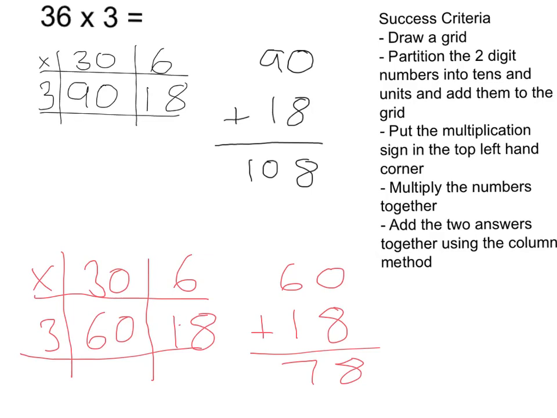You are correct. The black calculation is the one that is right. That is because 3 times 30 equals 90 and 3 times 6 equals 18. Now that I've added these two digits together, I have got 108. So I'm going to write that here.